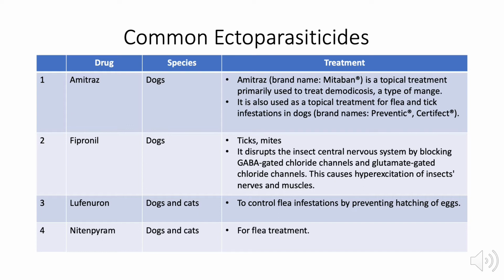Fipronil disrupts the insect central nervous system by blocking GABA-gated chloride channels and glutamate-gated chloride channels. This causes hyperexcitation of insects' nerves and muscles, leading to death. Lufenuron is an insect growth regulator that controls flea infestation in dogs, cats, rabbits, and ferrets. Nitenpyram is a systemic insecticide used to treat adult flea infestation.